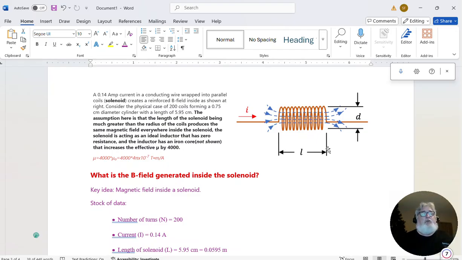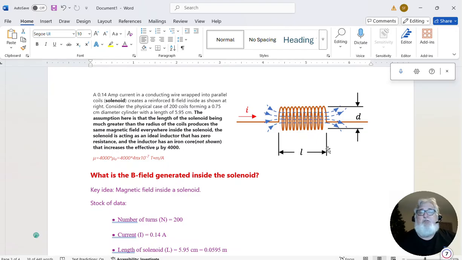Point your thumb along the direction of the current and then curl your fingers around. You can see that on the left, the magnetic field due to that wire is going to come out of the page above the wire and into the page below the wire.